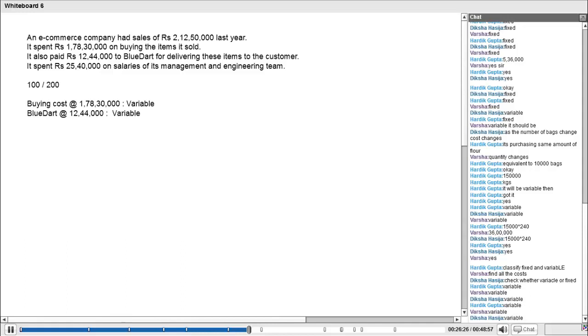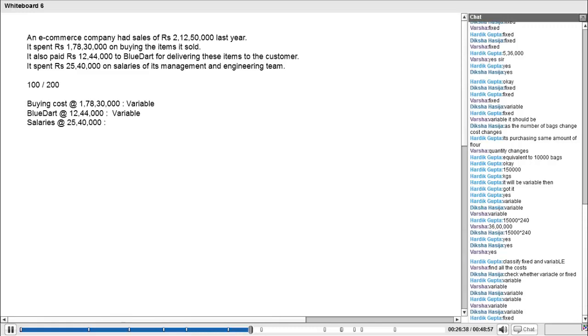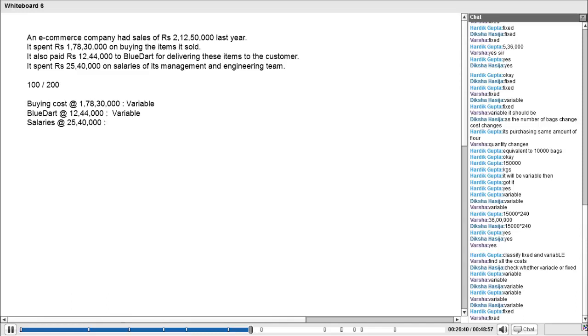And salaries at 25 lakhs 40,000, is that a fixed cost or a variable cost? So that is a fixed cost.